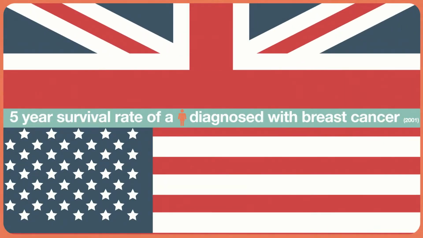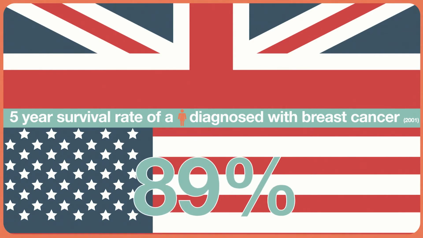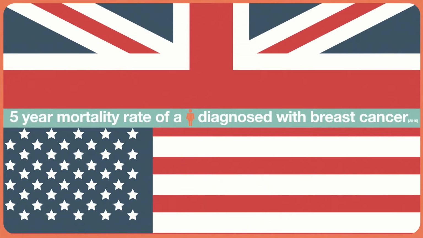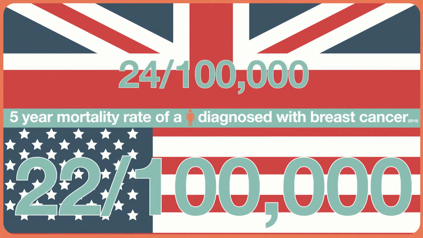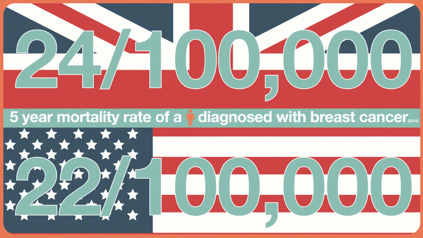You think this thumb cancer scenario is far-fetched? In England, women are screened by mammography every 3 years starting at age 50. Yet in the United States, the American Cancer Society recommends women be screened by mammography every year starting at age 40. The 5-year survival rate for a woman diagnosed with breast cancer in 2001 in the US was 89%. In the UK, it was 80%. The mortality rates? In 2010, they were 22 per 100,000 women in the US versus 24 per 100,000 women in the United Kingdom. That's not as dramatic a difference.